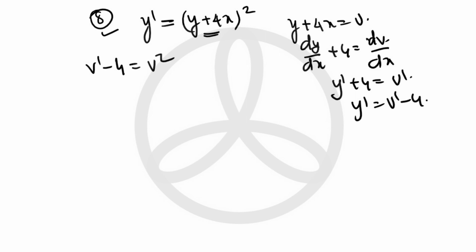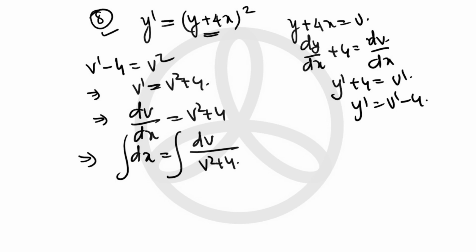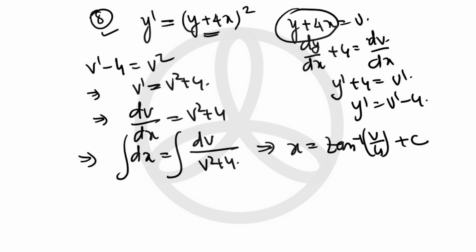A little bit of interchange, we get v dash is equal to v square plus 4, and the moment we split into dv/dx, v square plus 4, and again separating the variables, we get dx is equal to dv/(v square plus 4), and we integrate both the sides. We will get here x is equal to tan inverse of v/4 plus a constant of integration c.